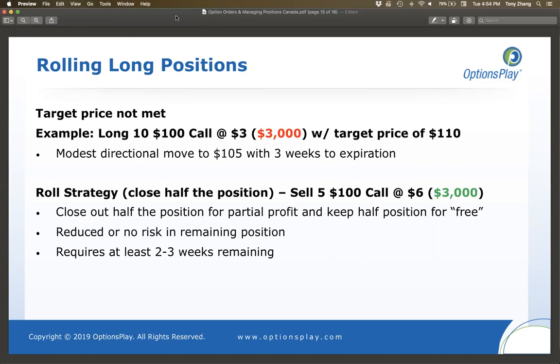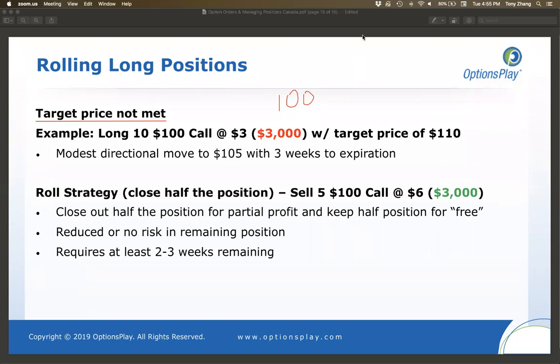The first one is: I'm bullish and I have a target price on a specific options trade, but my target price has not been met yet. So what can I do? Here's an example where I bought 10 contracts. Let's say the stock is trading at $100 and I have a target price of 110.